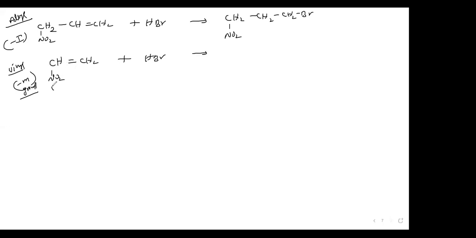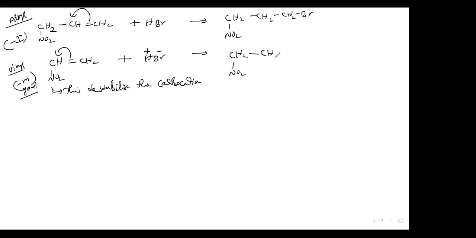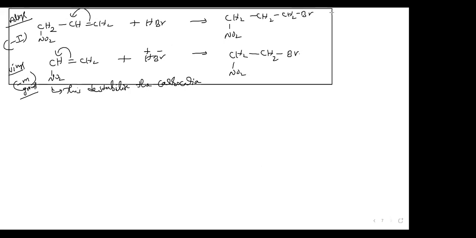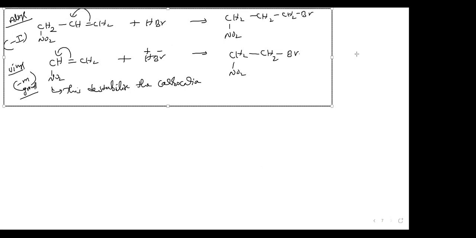So what will this one do? This destabilizes the carbocation, and being a minus M group, the pi electron will shift here. Being a minus M group, the pi electron will shift here. So you will be getting CH2NO2 and the hydrogen gets added over here. So in this case, you will be getting the same answer in both reactions. In this case, we are getting the same answer. But in the earlier case, we are getting different answers.